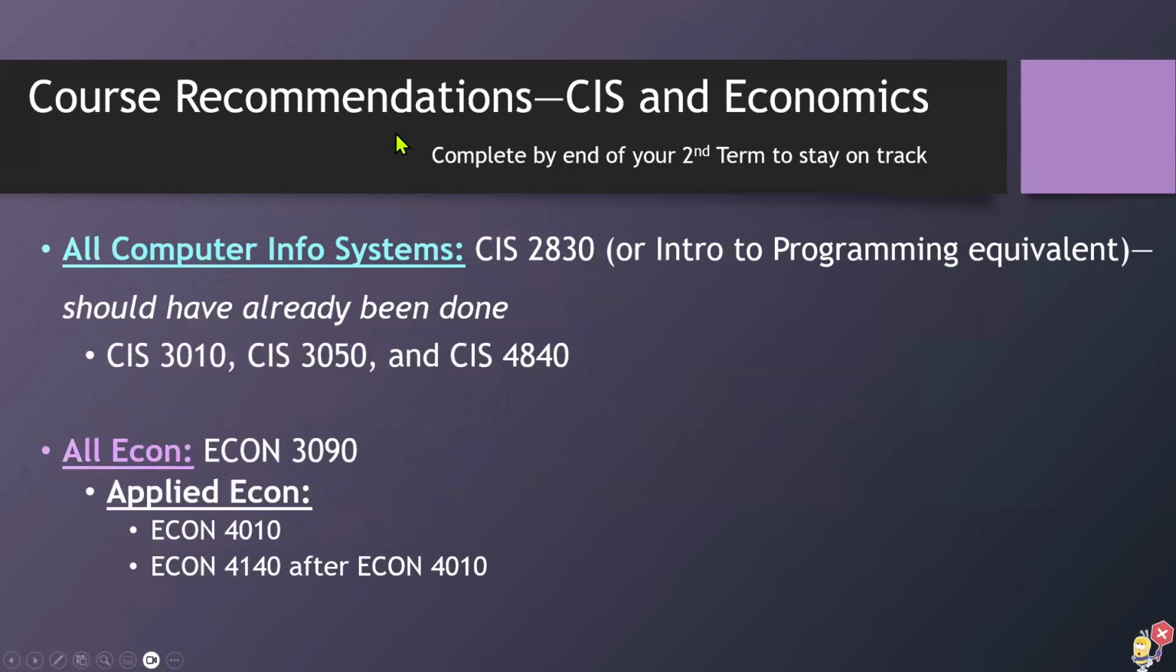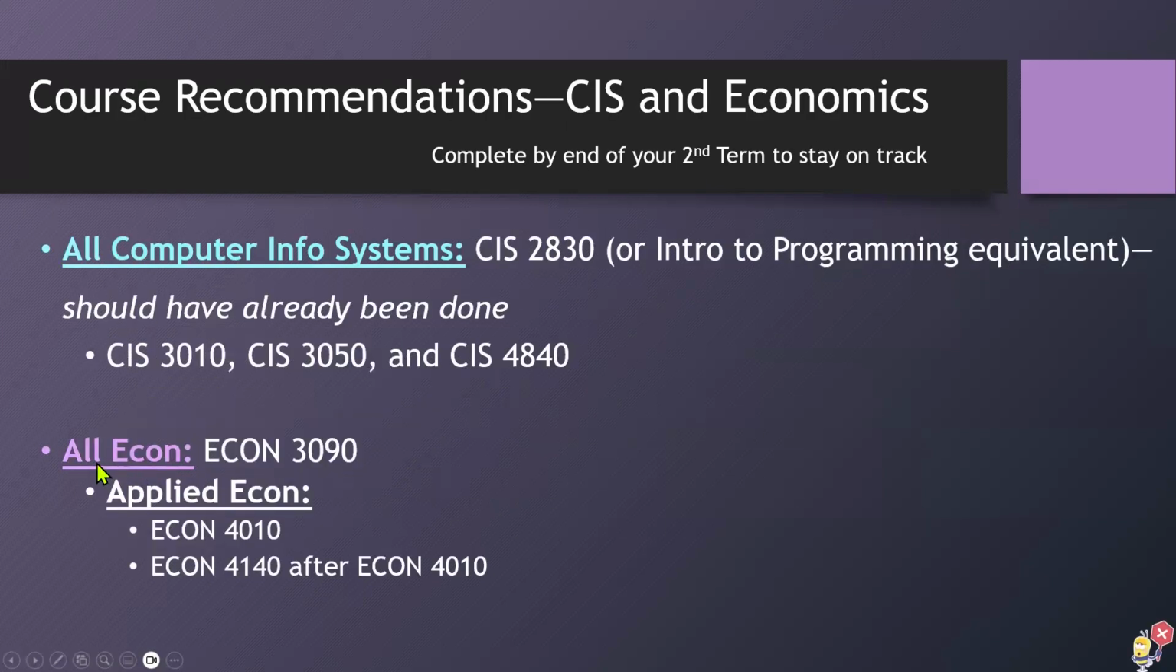Okay, next course recommendations are for CIS and economics. I'm going to talk about the CIS first. So all computer information systems, you need to have CIS 2830 completed. You probably already completed that at your community college. That is a lower division class. So that should have already been done. Try to finish CIS 3010, CIS 3050, and CIS 4840 by your second term to stay on track. So that's pretty simple. So that's all CIS majors.